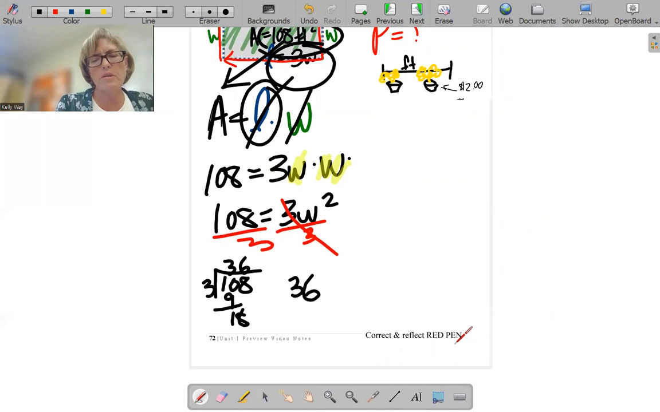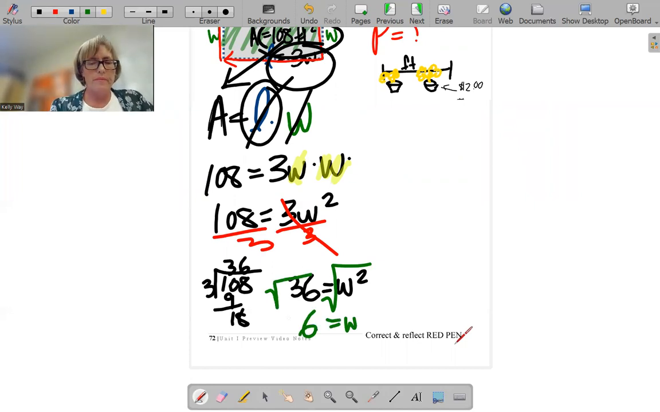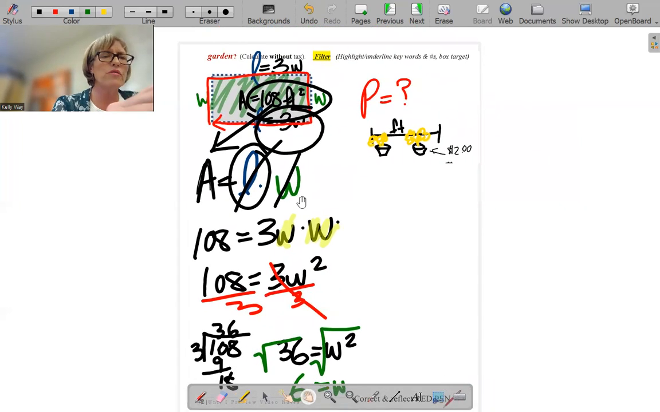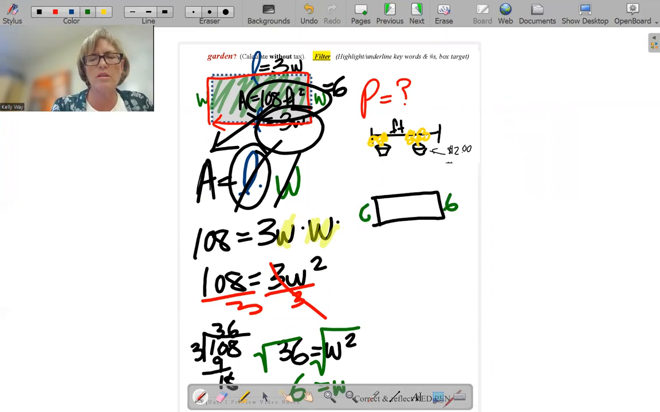I get 36 equals W squared. Square root, square root. Just found our W is 6. So we just found our W is 6 feet. Our length, therefore, is 3 times 6. Let's get a little messy. Our width is 6 feet each. And our length is 3 times 6, which is 18 feet.